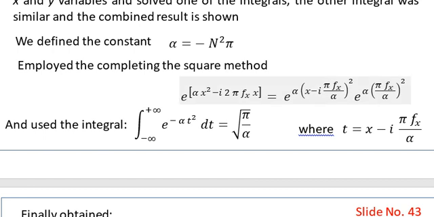So you can see the term in the exponent which has been written in the form of a complete square. So using the integral, that is integration from minus infinity to plus infinity of e to the power minus alpha t square dt is equal to the square root of pi over alpha.